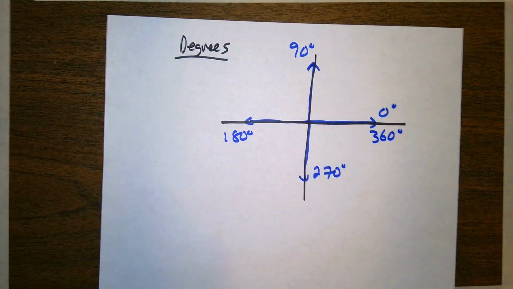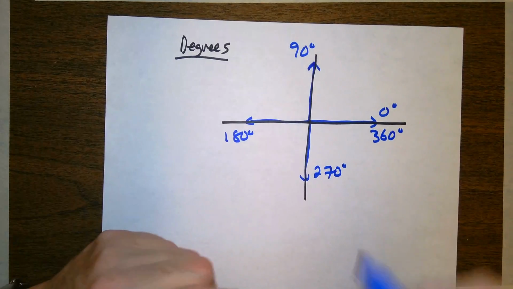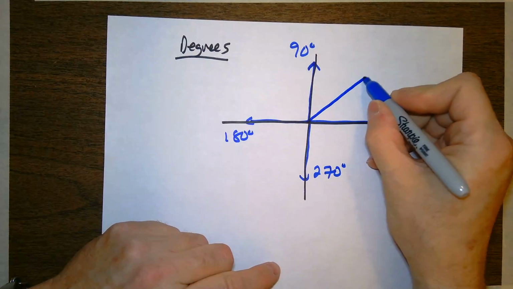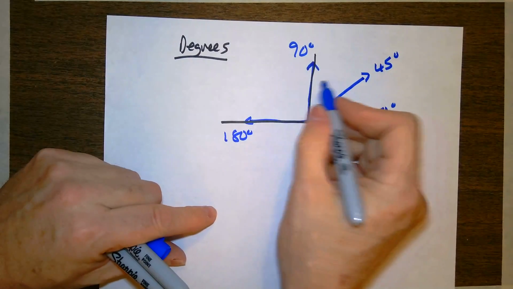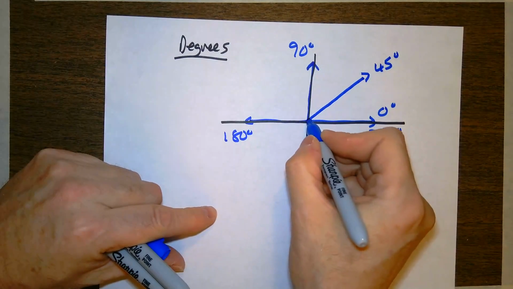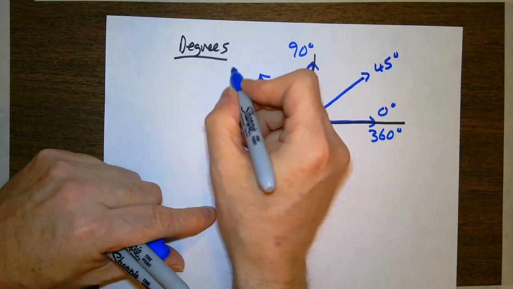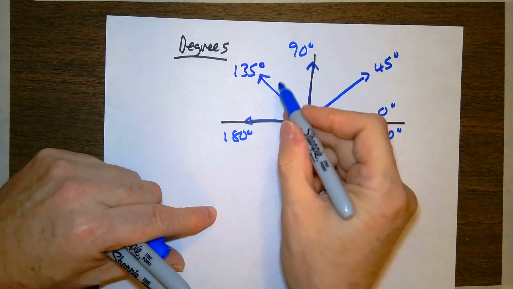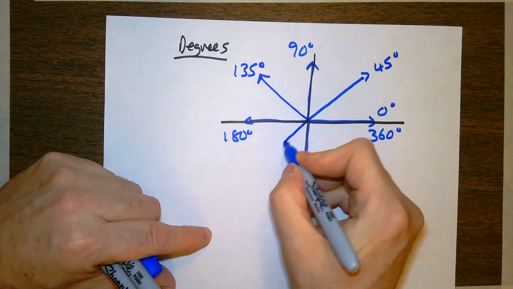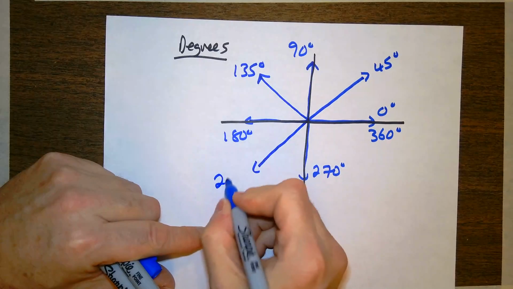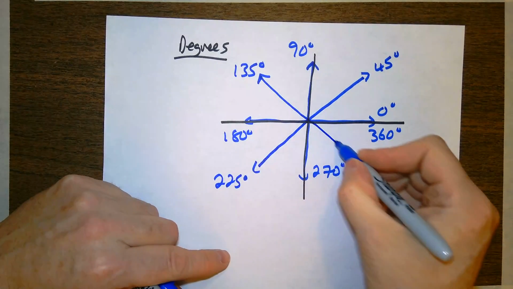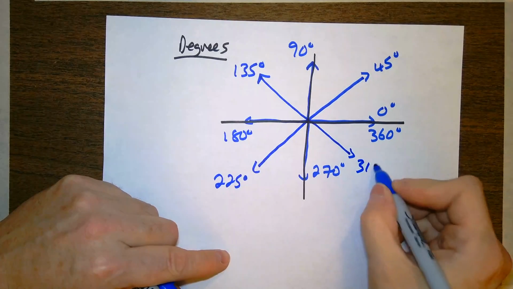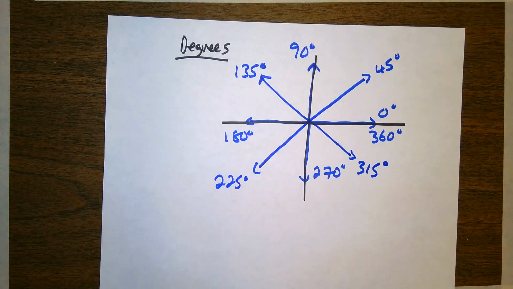I've got some other reference angles that I can think about. I've got halfway here. This would be a 45 degree angle. Go another 45, I'm at 90. Go another 45, now I'm at 135 degrees. Another 45, 180. Another 45, now I'm at 225 degrees. Another 45 to 270. Another 45, and I'm at 315 degrees. I've got angles within those two.